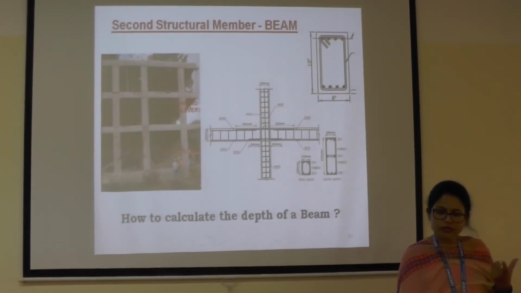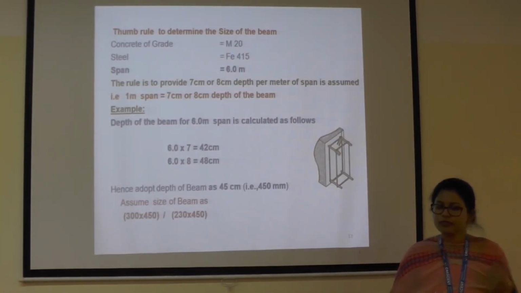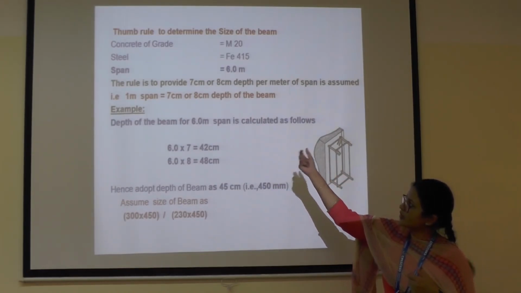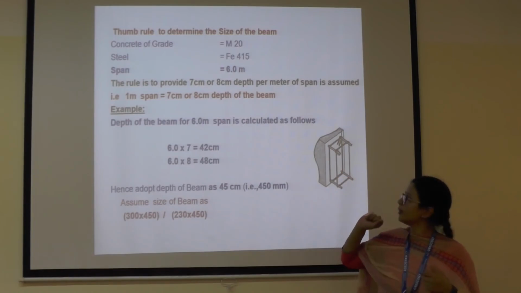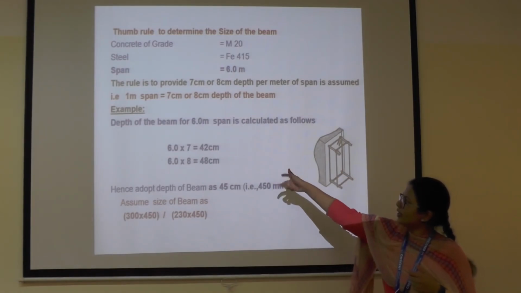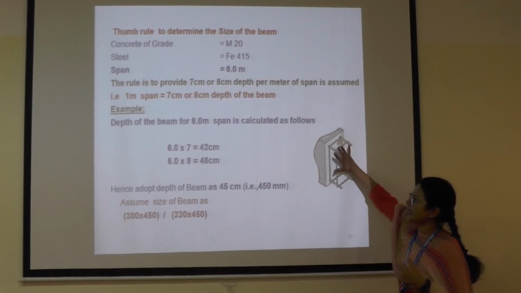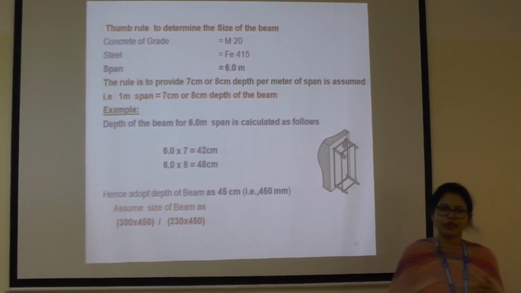Next is the beam. How do we calculate the depth of the beam? It can be calculated easily. For a 1 meter span, we can keep a 7 or 8 centimeter depth of the beam. Therefore, we can provide something like 42 or 48 centimeters. So the depth of the beam can be taken as 42 to 48 centimeters.